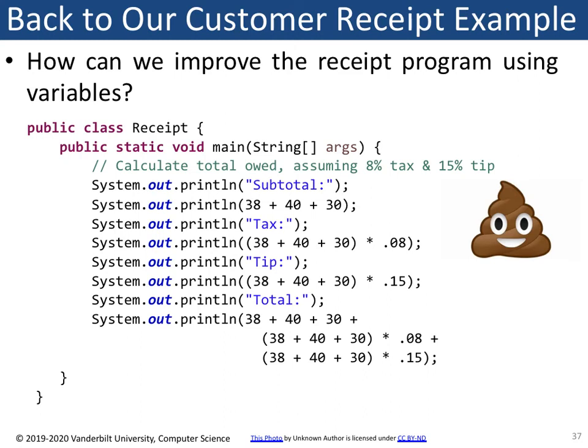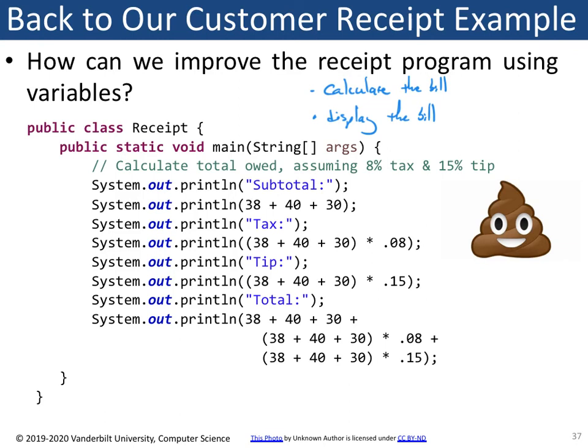So in this case, our goal is to calculate the subtotal and then calculate the amount of necessary tax and tip, and then ultimately the total. So calculate the bill, we'll just say that to sort of encompass all of those, and then display the bill. So that's what we want this program to really do, is calculate and then display the bill.